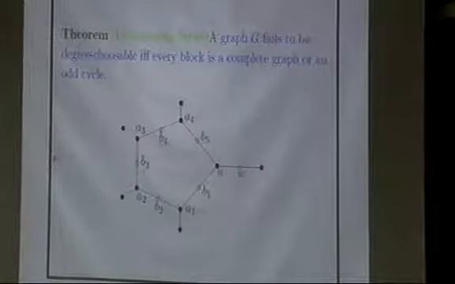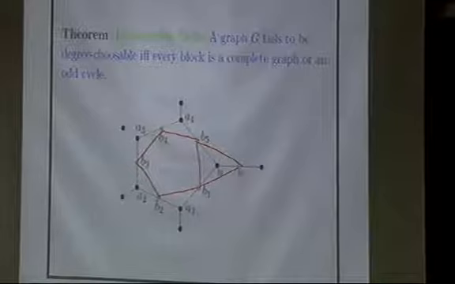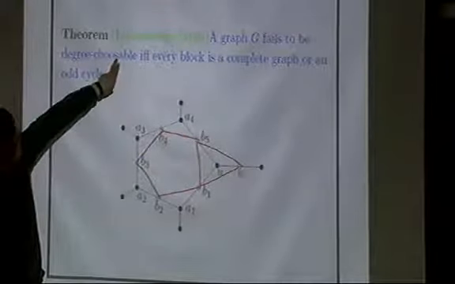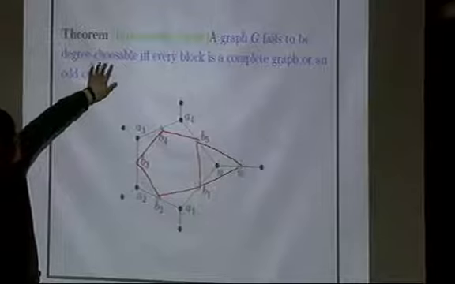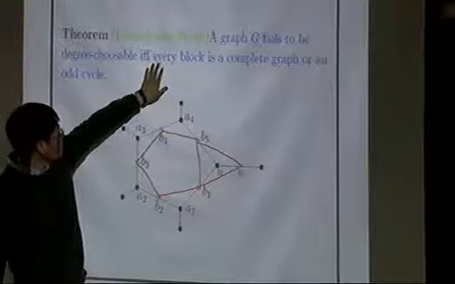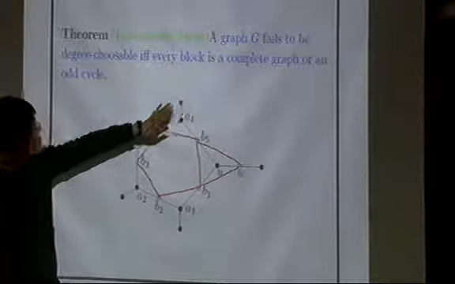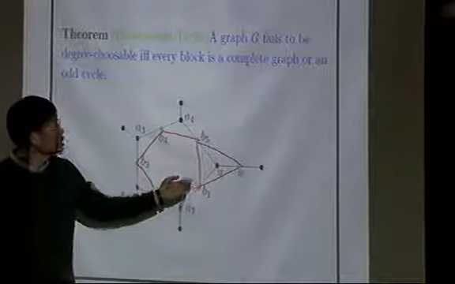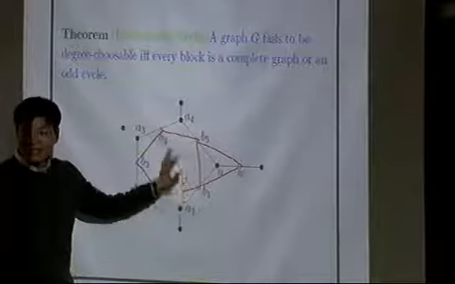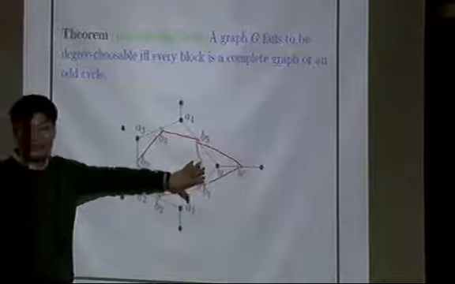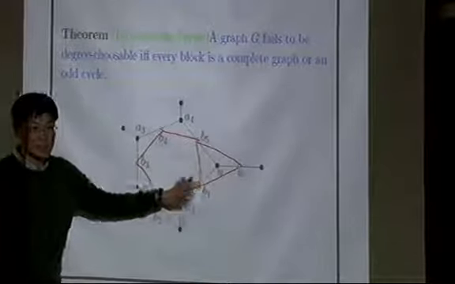And the second case is we consider this component. And then the Alon-Tarsi-Taylor theorem says a graph is not degree choosable if and only if every block is a complete graph or an odd cycle. But this red graph is 2-connected. It's a block, but it's neither an odd cycle nor a complete graph. So we can give colors from the given list here.